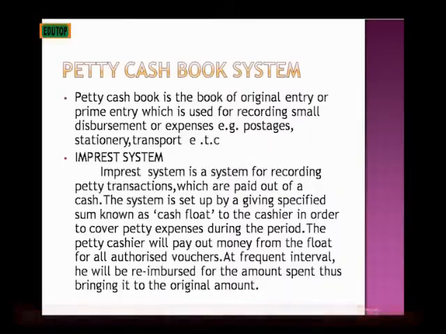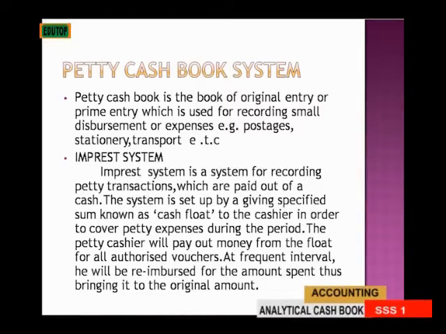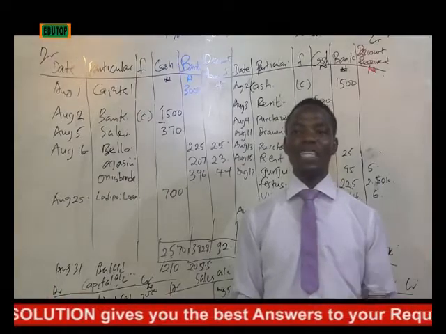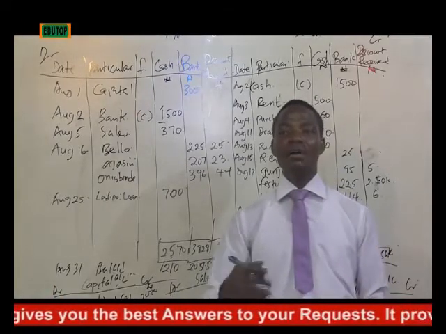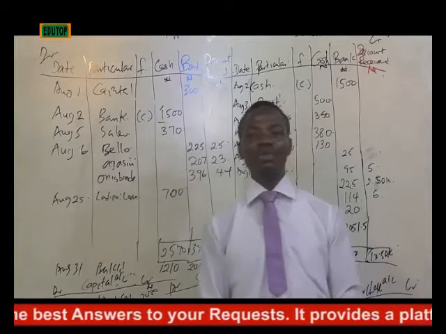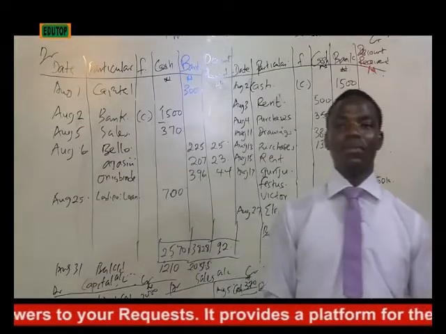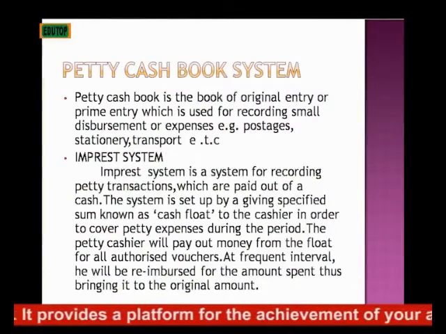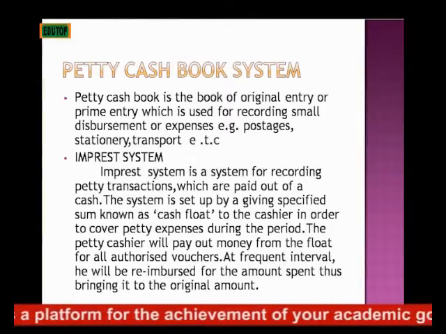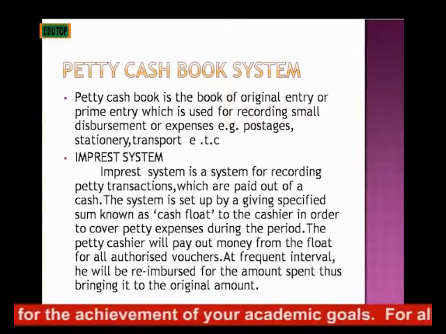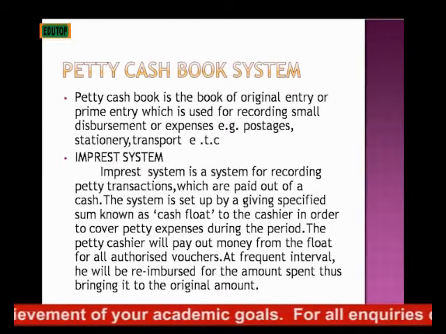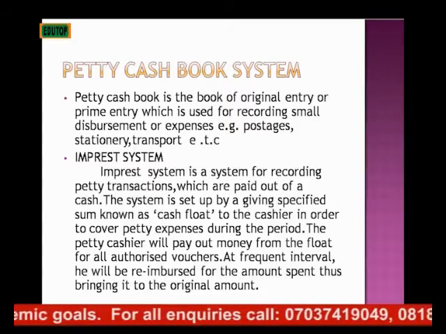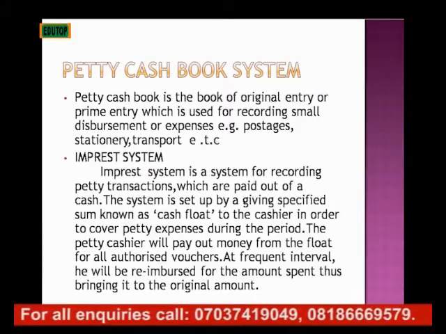Under it, we'll be talking on the imprest system. That means you are operating petty cash book on the imprest system, which will be given an illustration. We'll be given two illustrations: petty cash book system on its own and operating the petty cash book on the imprest system. Now, what is the imprest system? The imprest system is a system for recording petty transactions which are paid out of cash. The system is set up by a given specified sum known as cash float to the cashier in order to cover petty expenses during the period.